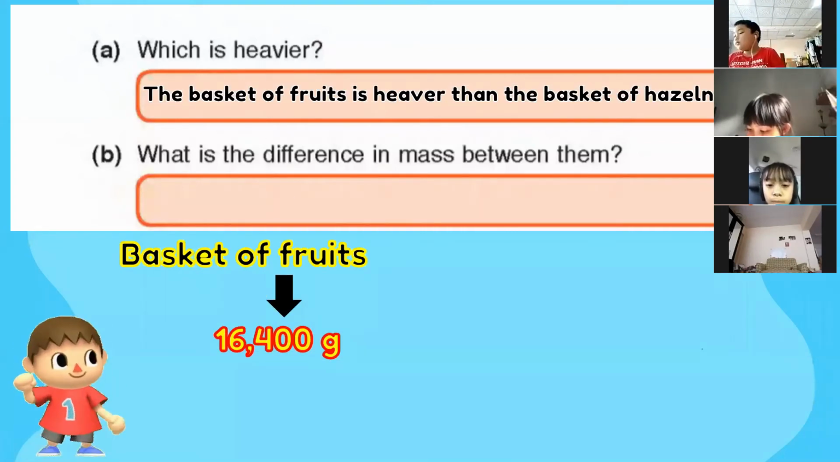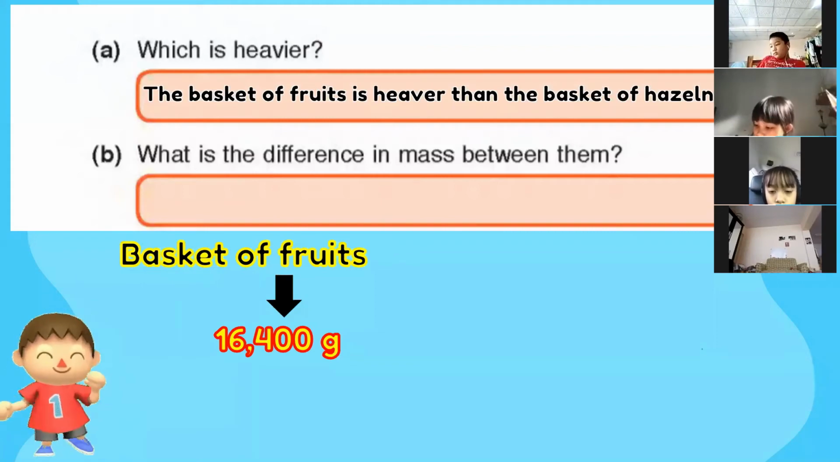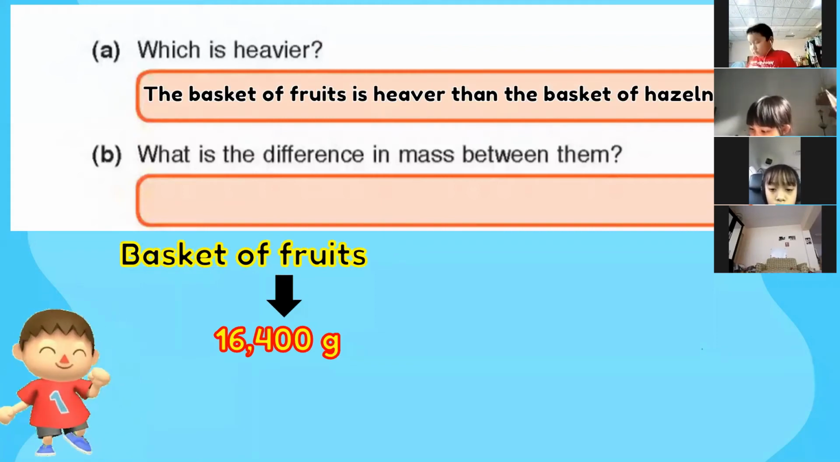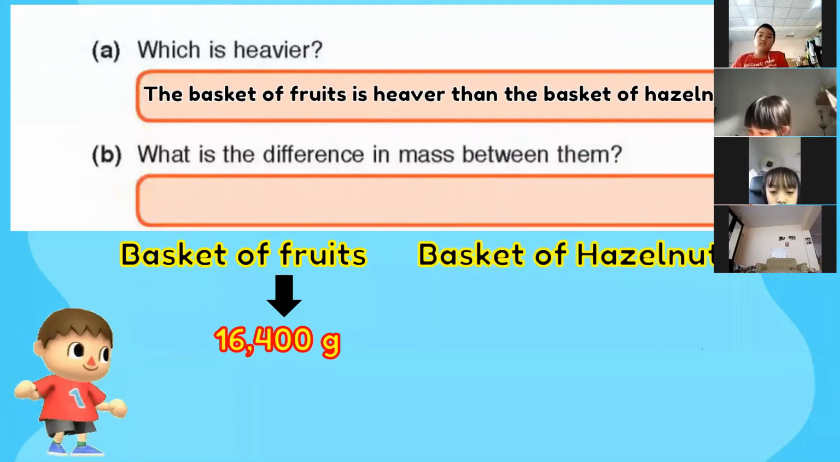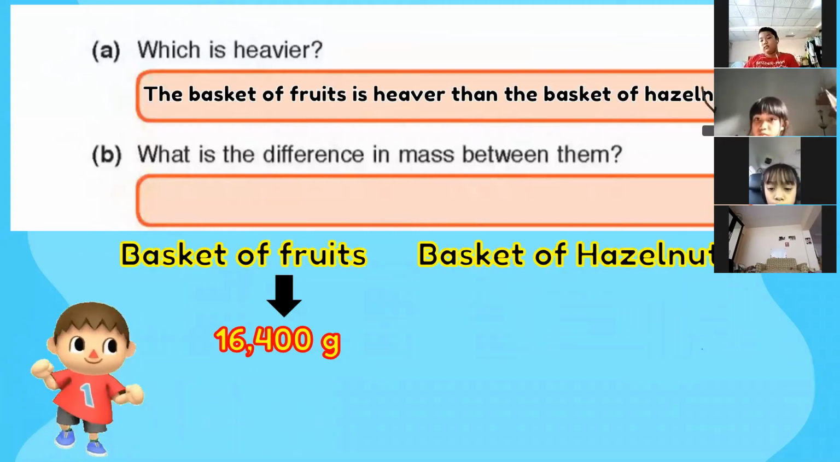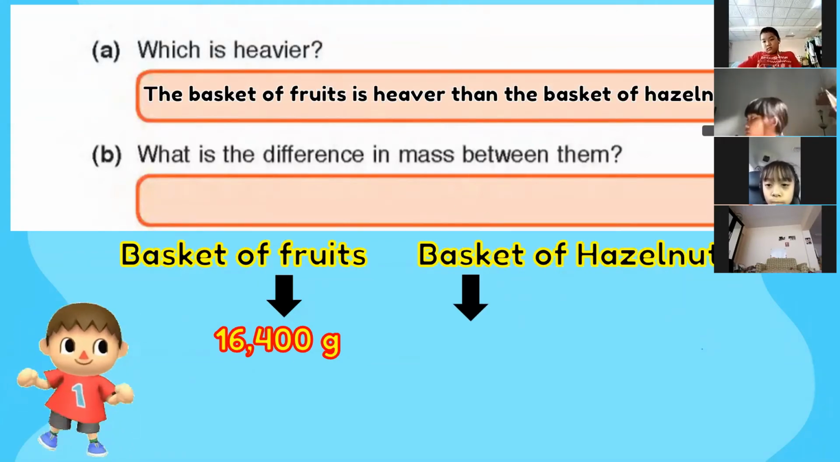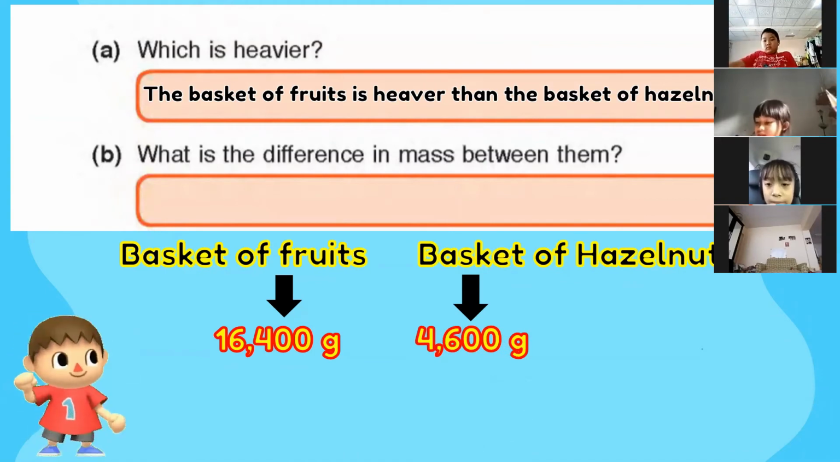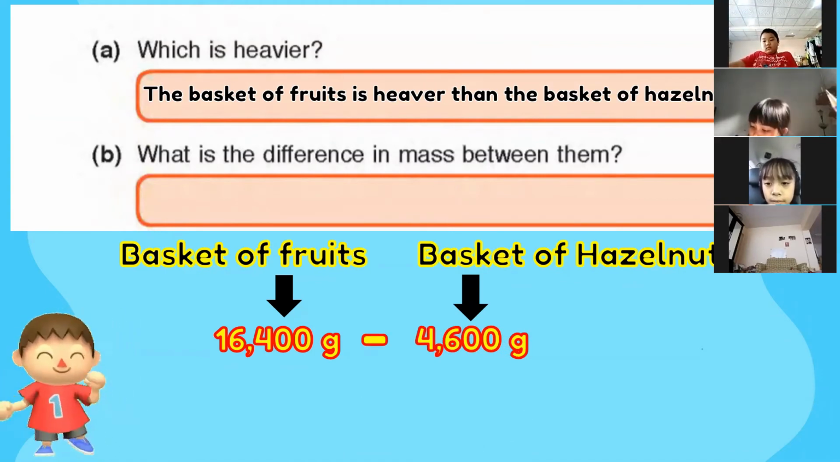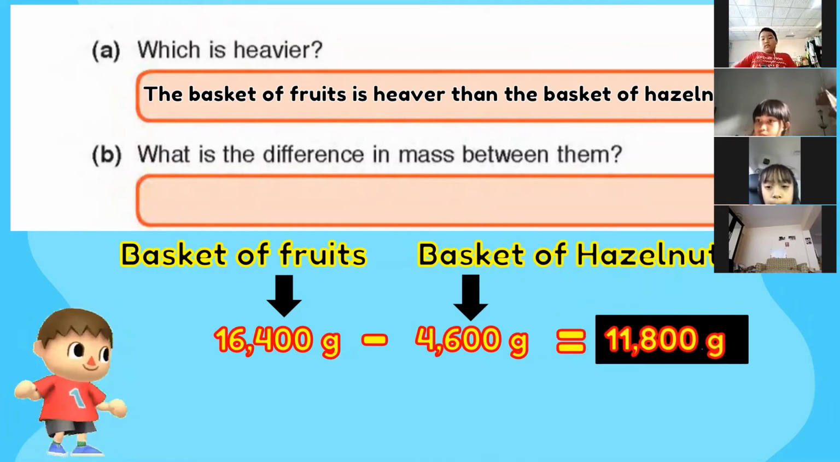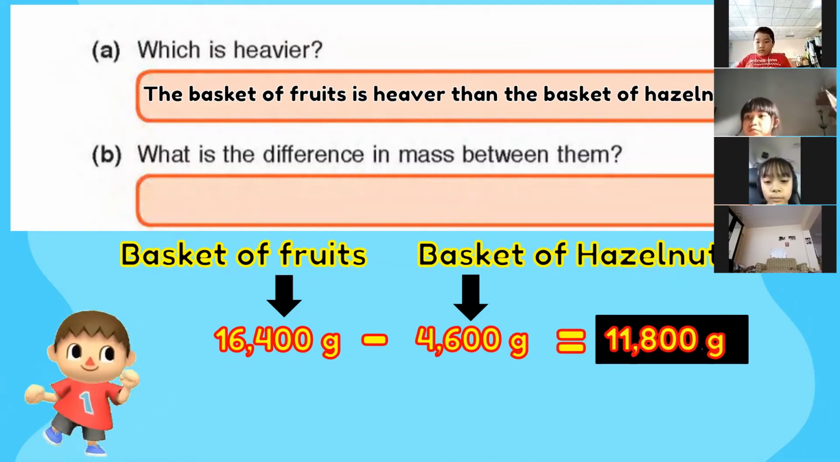So here you have 16,400 gram for the basket of fruits, and for the basket of hazelnuts is 4,600 gram, right? If you're going to subtract them, you will get 11,800 gram.